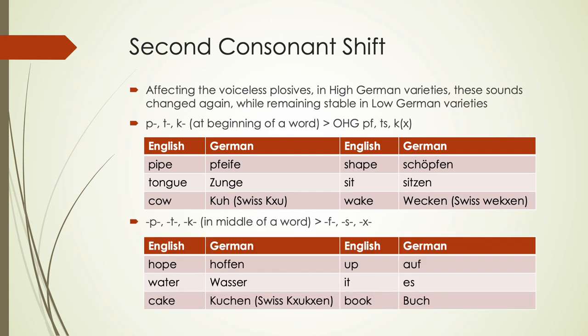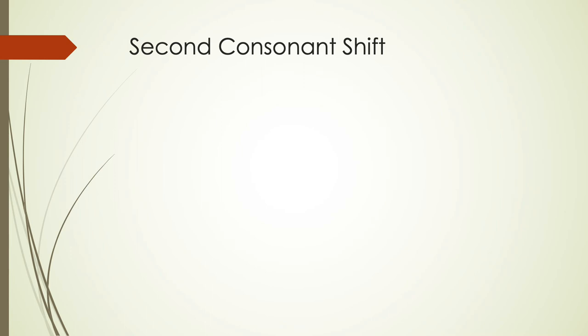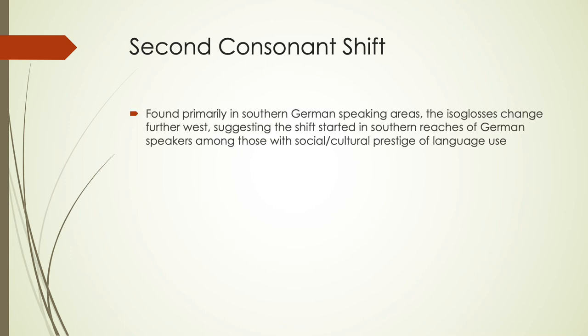Because in the middle of a word, p, t, and k just became the voiceless fricatives. So in pipe, you get pfeife, and so that second p is just becoming an f. Same as hope becoming hoffen, or water becoming wasser, cake becoming kuchen. So you're getting some of the changes where what would have resulted in those voiceless plosives at the end of the Grimm's Law and Verner's Law changes are again changing, but only in some of these High German varieties.